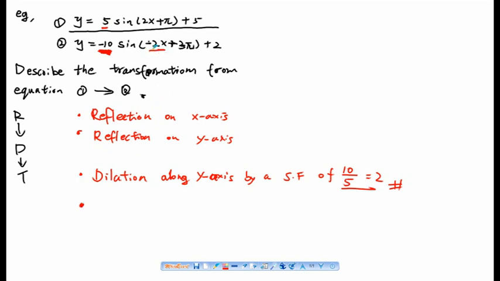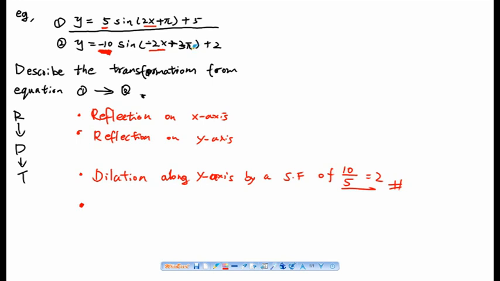Now let's describe the horizontal dilation, and I don't see any, because the absolute value of the coefficient of x in the bracket is 2 in the first equation, and in the second equation it is minus 2. Basically, there's only a reflection on the y-axis, no further dilations.